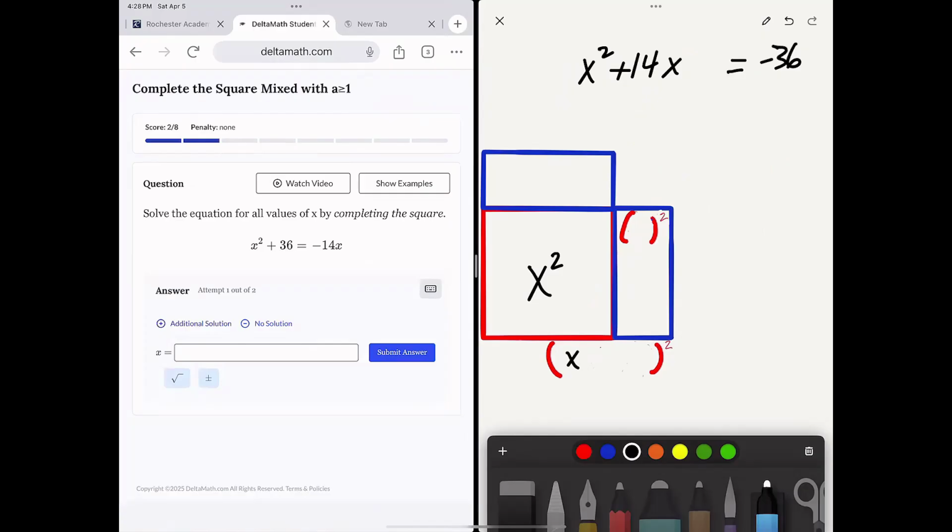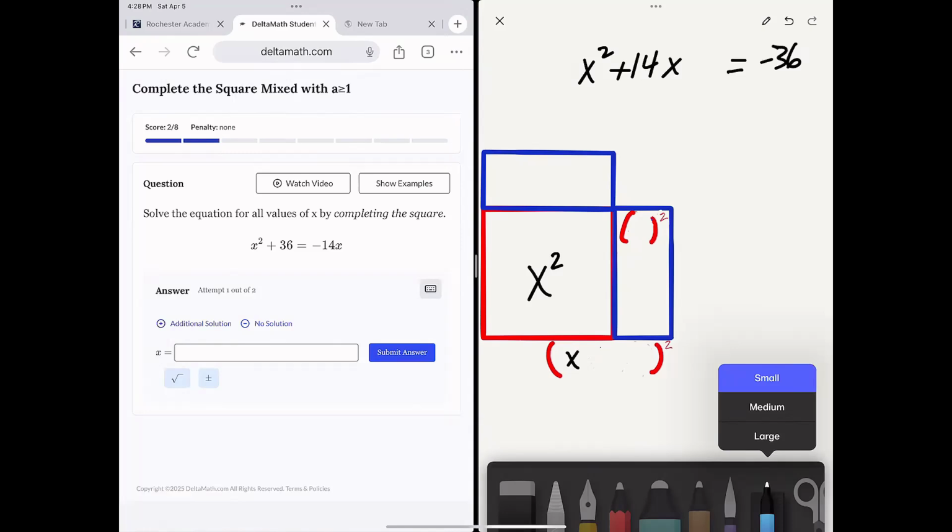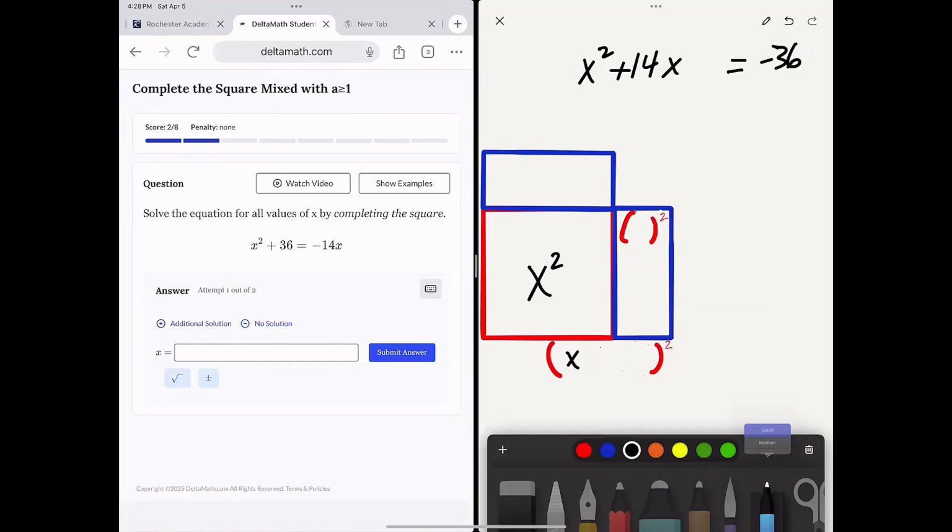But from here, I'm going to take half of the 14, so that's going to be positive 7. I'm going to put plus 7 here. So plus 7 squared is going to be 49. That's what I need to add to both sides to complete the square and keep it in balance. And then I can rewrite the left-hand side as just x plus 7 squared. And this equals 49 minus 36, which is 13.